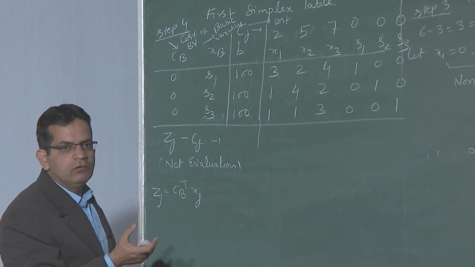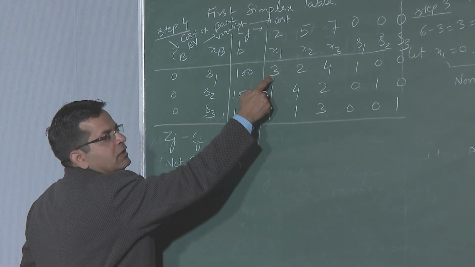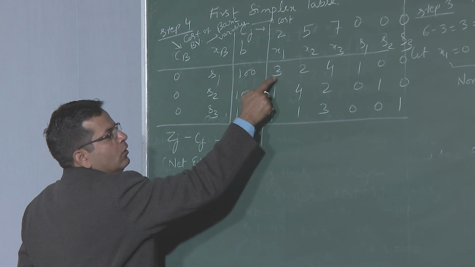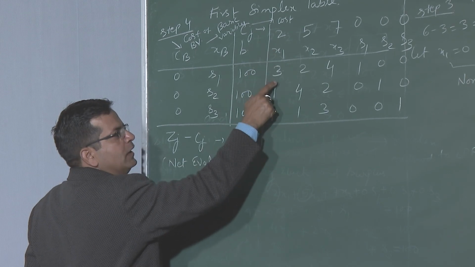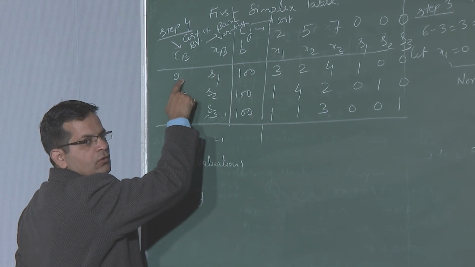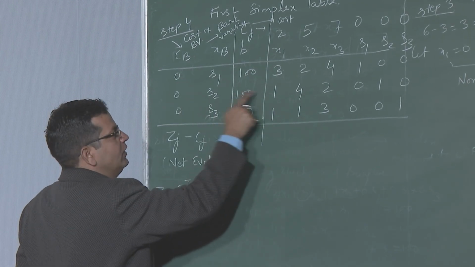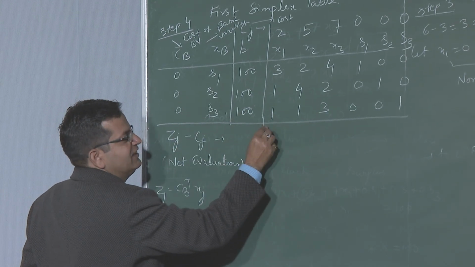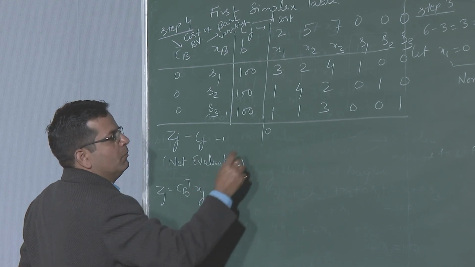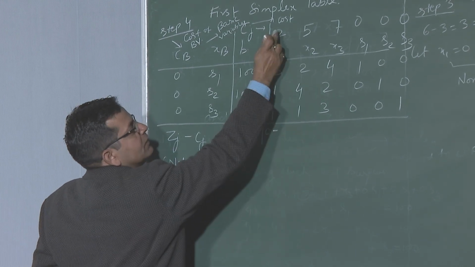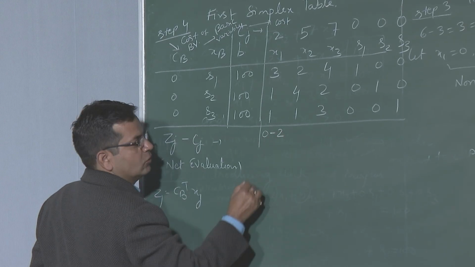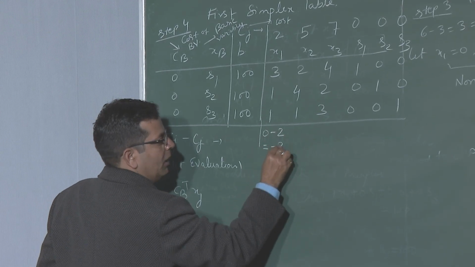So, how will we calculate? We just multiply the column values with Cb. For example, corresponding to x1: 3 into 0 plus 1 into 0 plus 1 into 0. So, Zj becomes 0 minus Cj, where Cj is the cost of x1, which is 2. So, the total is minus 2.